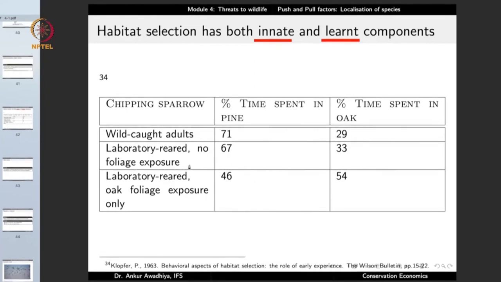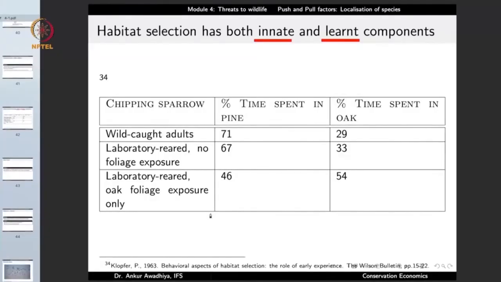But then if you have laboratory reared chipping sparrow chicks and you raise them in oak foliage, so when you are raising these chicks, you put the oak leaves together with these chicks. So slowly and steadily they develop a preference for oak as well. And when you release them out in the forest, you will find that now they are spending 54% of time on oak and 46% of their time on pine, which means that earlier we were seeing a dramatic preference for pine, but now we are not seeing a preference for pine. Now the birds have become ambivalent. They spend time in oak roughly as much or a bit more than the time that they spend on pine. So habitat selection has a learned component as well, and habitat selection can be changed.